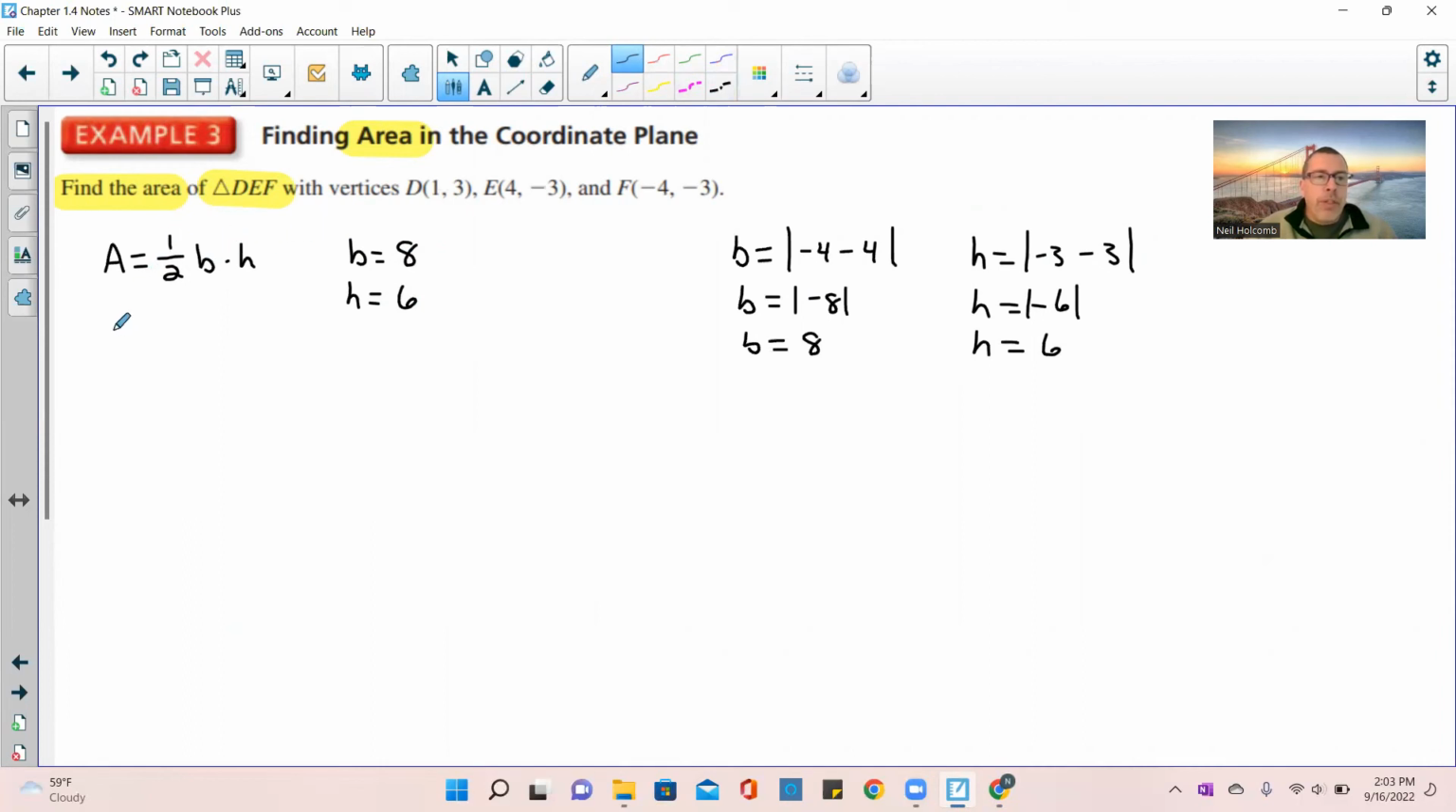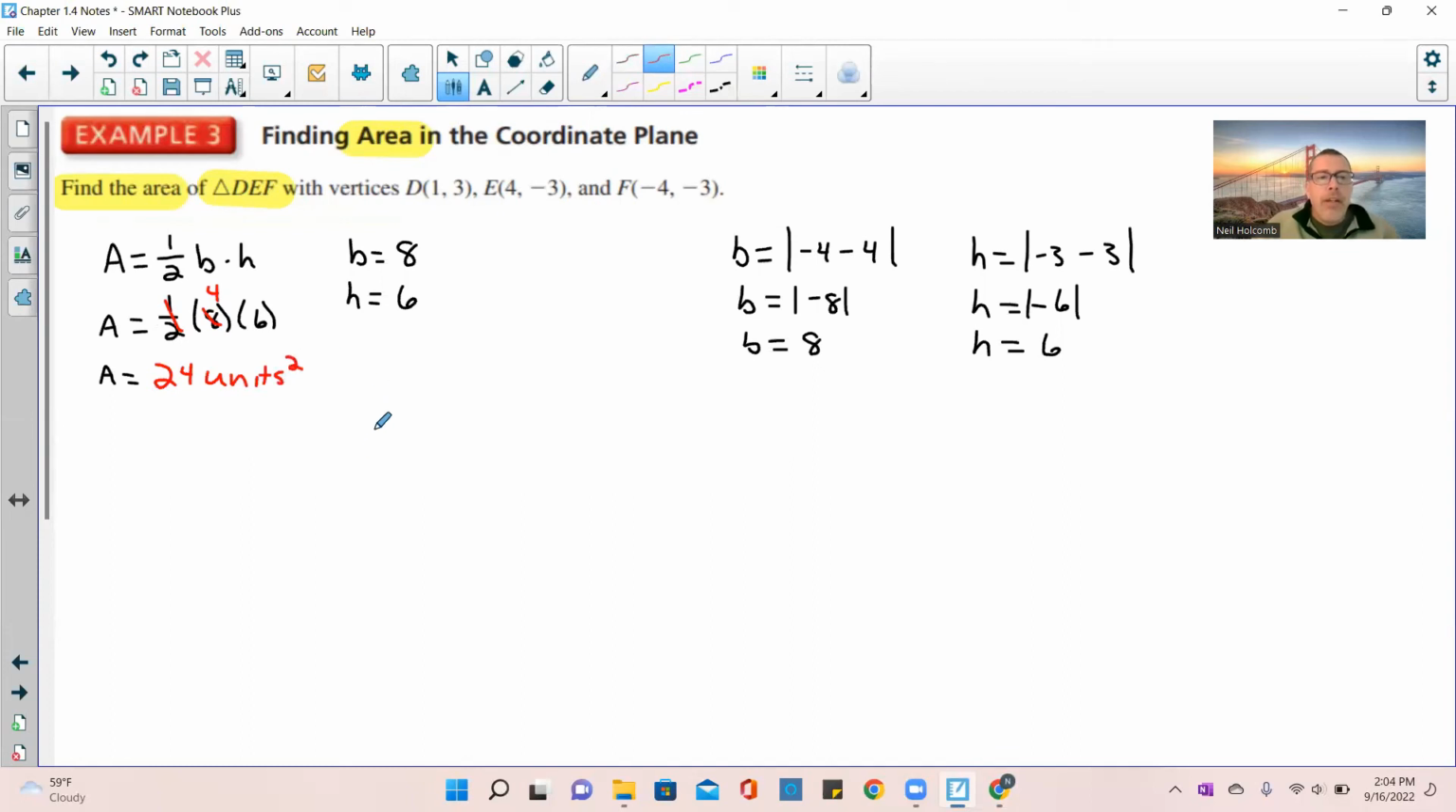So step 1, write the formula. Step 2, substitute the givens. So 1/2 and B is 8 and H is 6. And then A equals, now here's what I like to do myself. I like working with as small a number as possible when we're doing calculations. These are even, so a half will get rid of one of them. Well, what is half of 8? It's 4. So I can just cancel those out and get 4. And then 4 times 6 is 24. So the area of the triangle is 24 units squared.